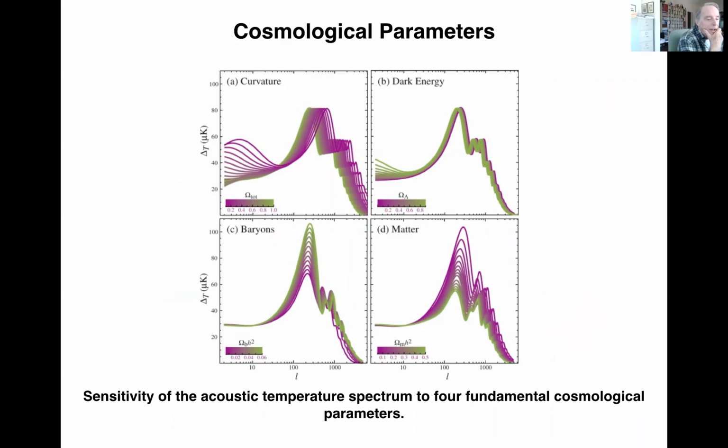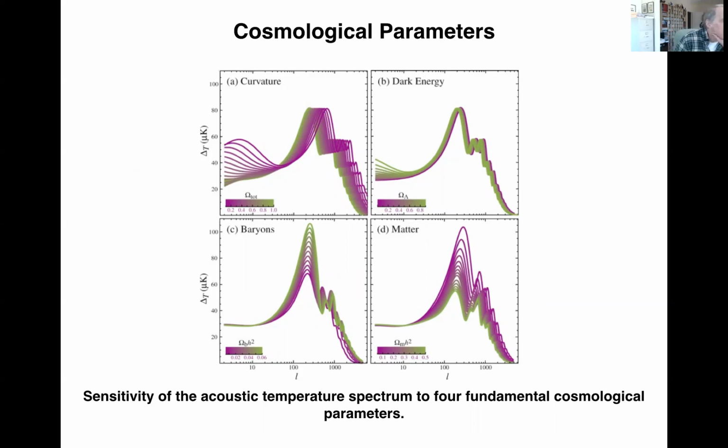Now, the position of the first peak is a geometrical argument for whether the universe is flat or curved, because it tells you that angle between each side of a structure whose physical length you know.